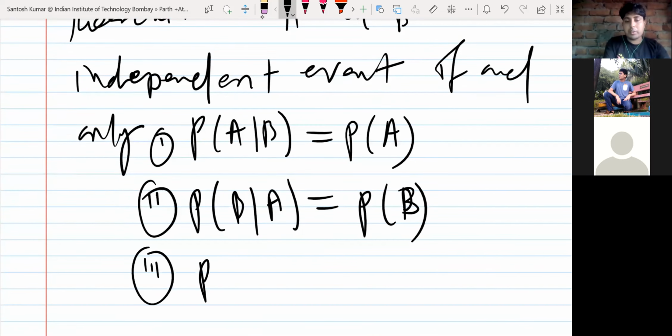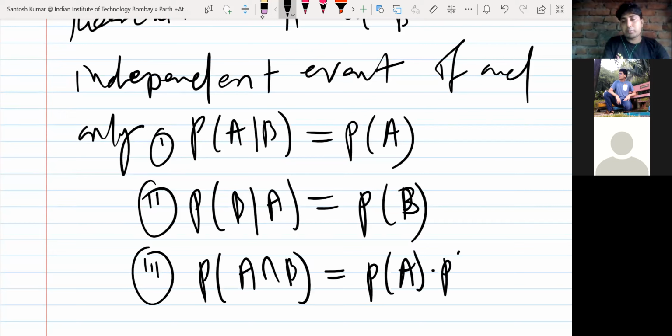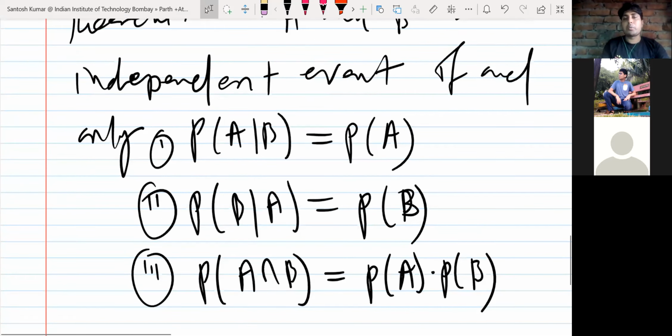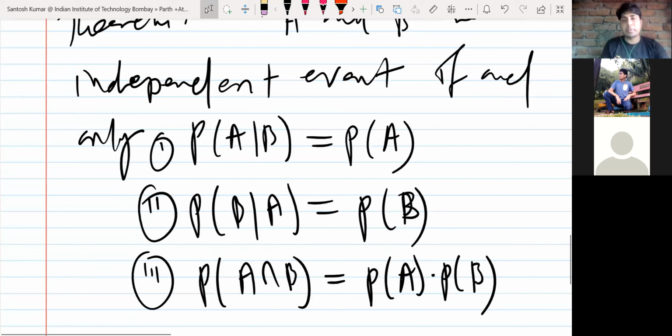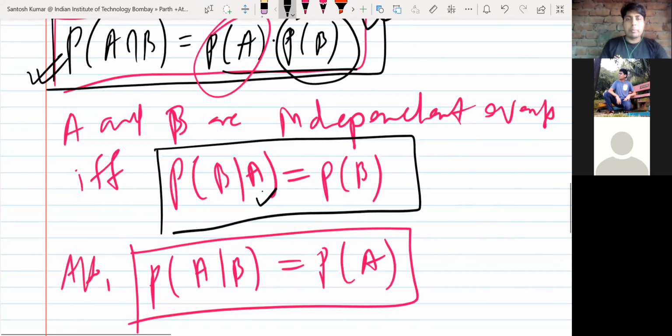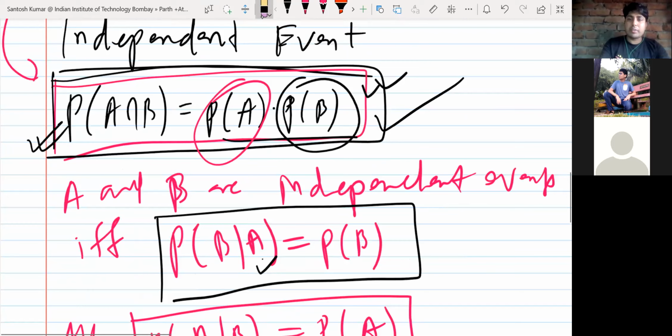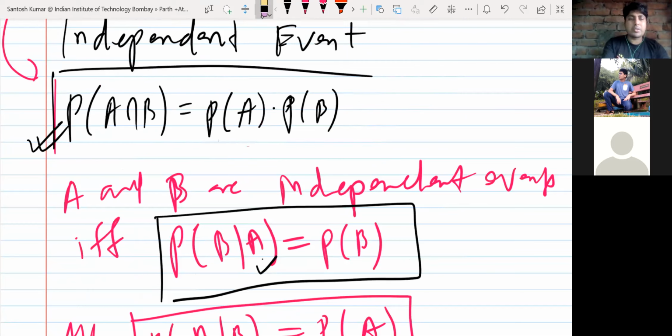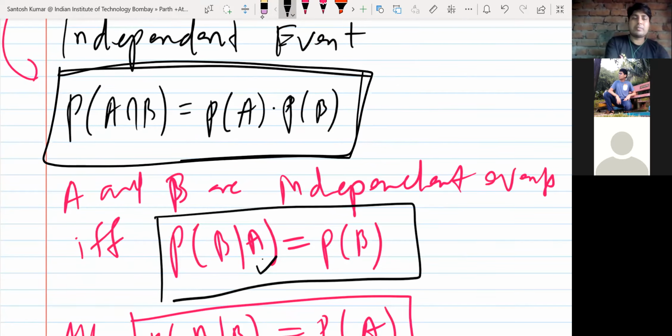And the third thing, that was the definition, so I'm writing it again: probability of A into probability of B. Any one of them you can treat as a definition, then the other two will be results. Or you can say all three are equivalent statements. So this is the meaning of independence of two events mathematically. Mainly if you remember this definition, it is sufficient. Only this definition will help you a lot in solving questions.